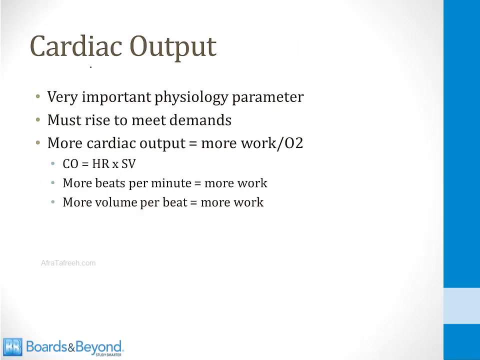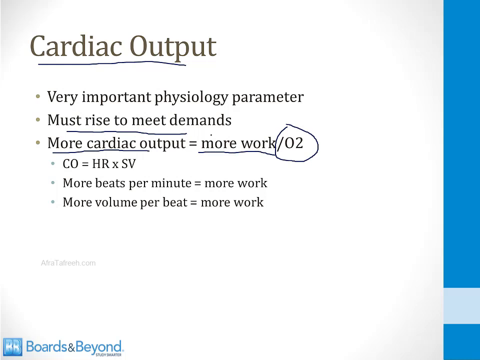Of the cardiac physiology variables we've been discussing, one of the most important is the cardiac output. That's because the cardiac output must rise to meet the demands placed upon the heart by the body, and in many disease states, the disease is caused because the cardiac output is insufficient. Also remember that the more cardiac output the heart produces, the more work it must do and the more oxygen that is required.